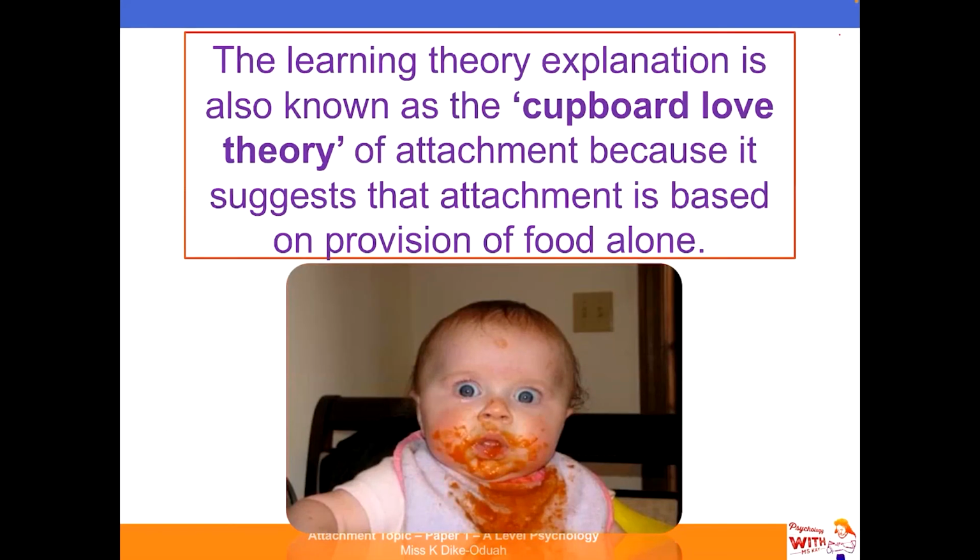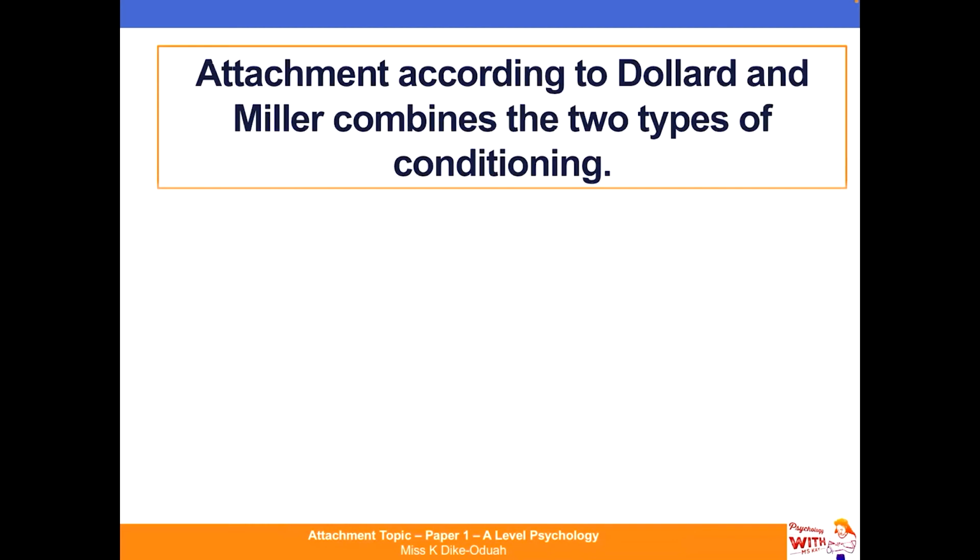Now, the learning theory explanation is also known as the cupboard love theory of attachment, because it suggests that attachment is based on the provision of food alone. And I really want you to remember this. I really want to stress this. The learning theory, if you were to just summarize it in a sentence, the learning theory says that infants attach to their primary caregiver because of food. End of. Yeah? And it's also known as cupboard love, and you can use that term.